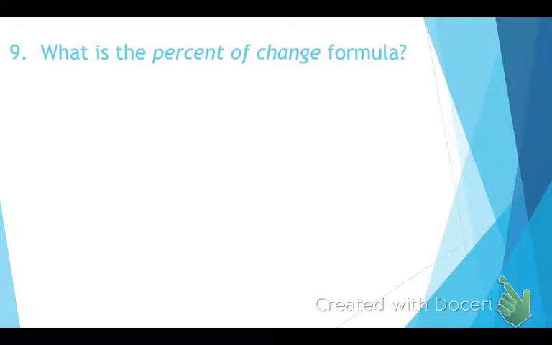Okay, so here we have another formula that we need to know, the percent of change formula. Do you remember? What is the percent of change formula?